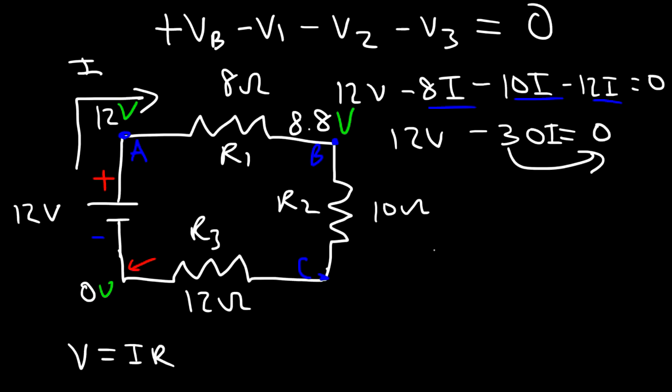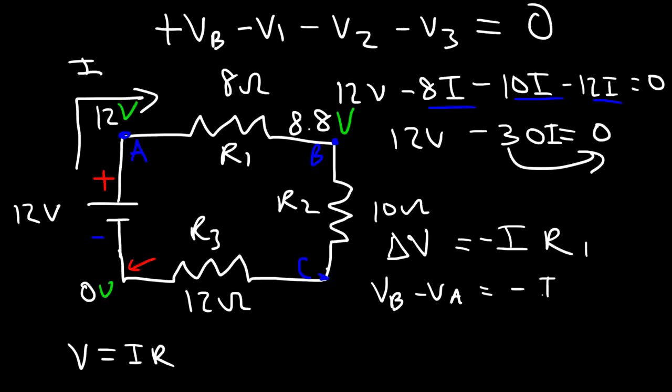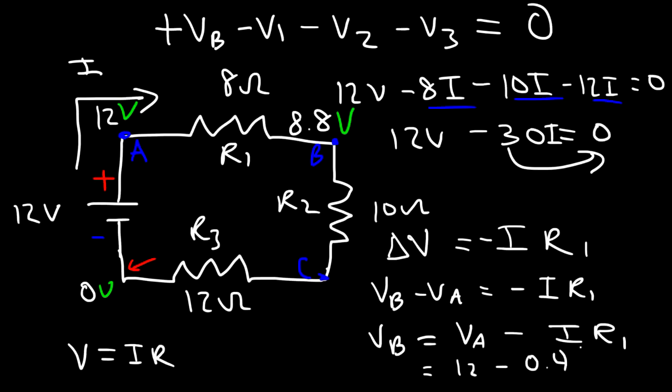Now, if you want to show the work, here's what you can do. So we're going to start with this equation, Ohm's law. The potential difference is equal to the current flowing through the resistor times the resistor itself. Now the change in the potential is VB minus VA. And with a resistor, we know that there's a voltage drop, so we need to put a negative sign. So this is going to be negative I times R1. So to calculate the potential at point B, it's going to be the potential at point A minus I times R1. So the potential at A is 12, and then subtract that by a current of 0.4 times a resistance of 8, and that will give you 8.8.